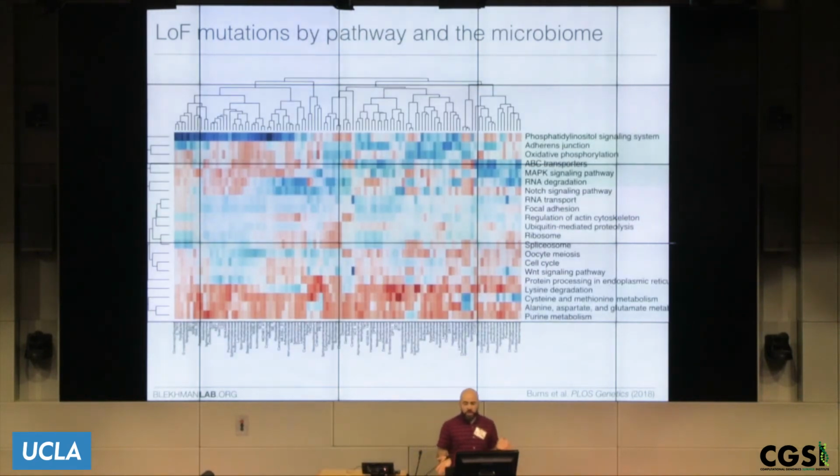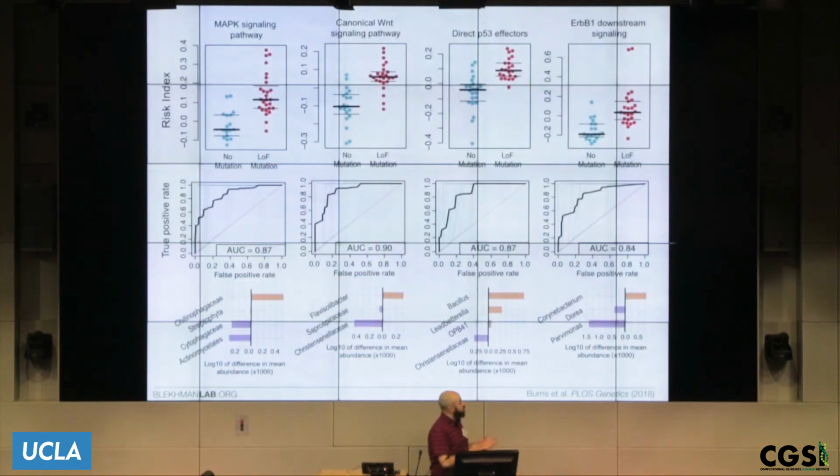We can also take the mutational data and aggregate that across pathways. So instead of saying whether a gene has or doesn't have a loss of function mutation, we can look at an entire pathway and ask whether any gene within that pathway has a loss of function mutation. And we can, again, look for correlations with the microbiome. As you can see, there's already a pretty strong correlation between the mutational information of pathways and the different taxa. We can use the same kind of prediction approach, which actually works better when you look at different pathways.